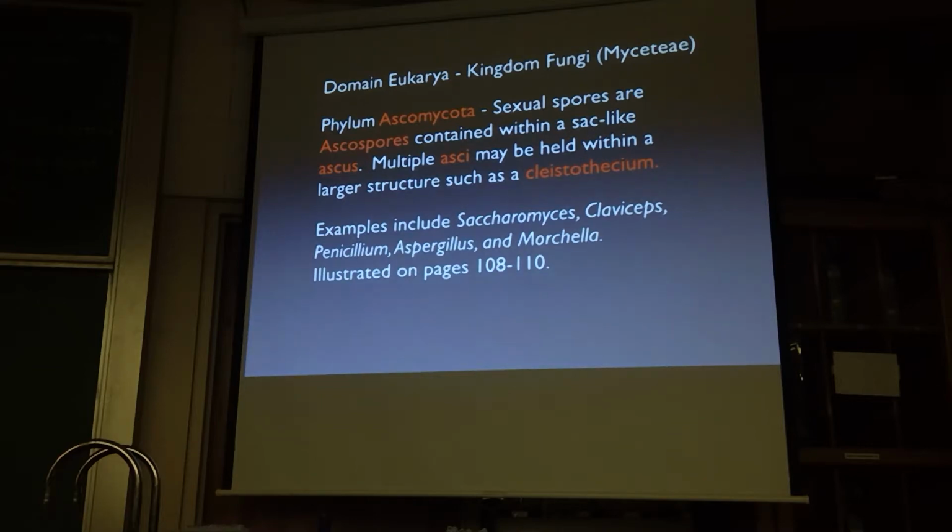This is a big phylum. So the Ascomycota is a huge phylum. We have a number of examples: Saccharomyces cerevisiae, Claviceps purpurea, Penicillium, a whole bunch of species, Aspergillus, and Morchella.